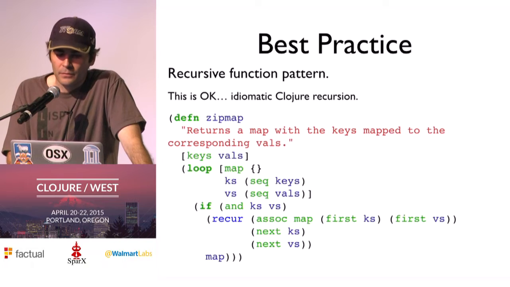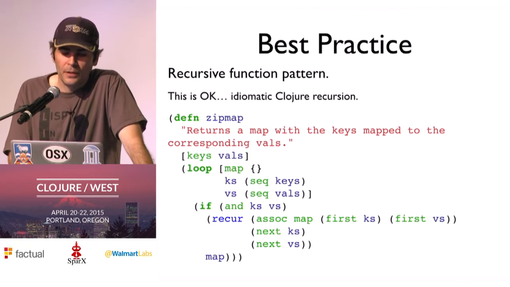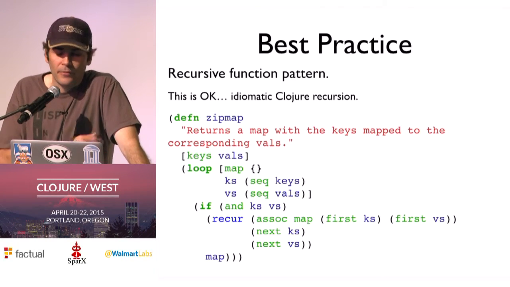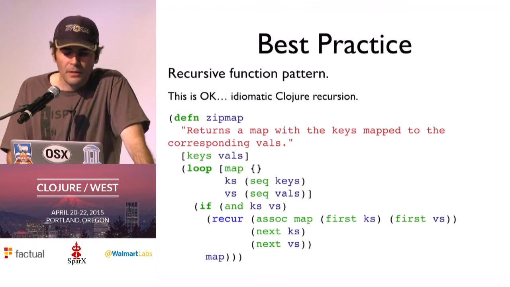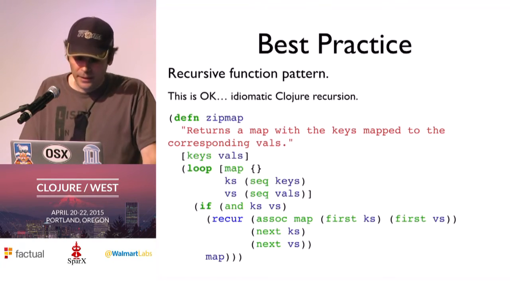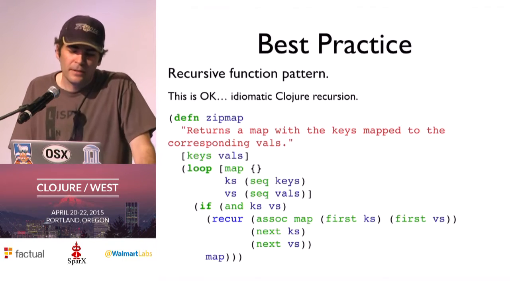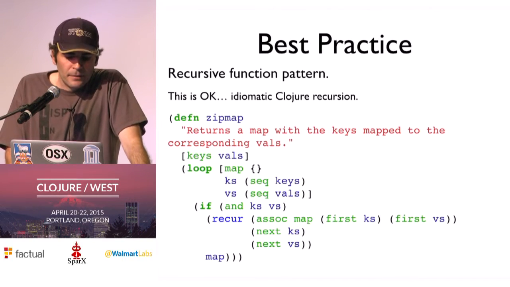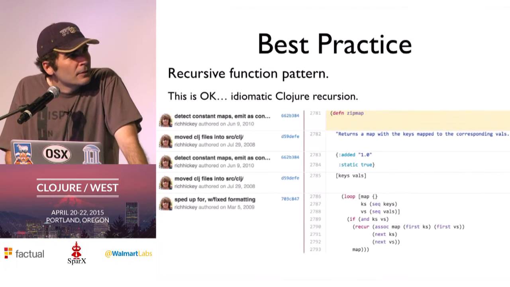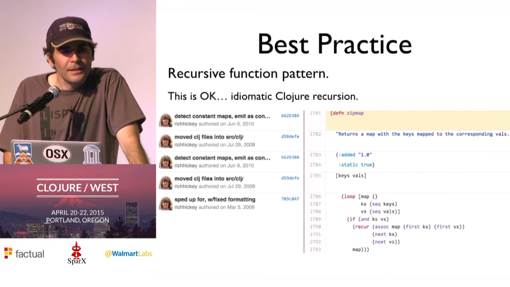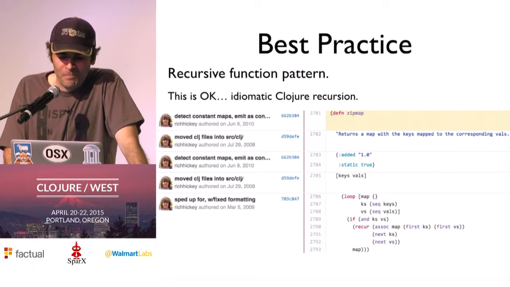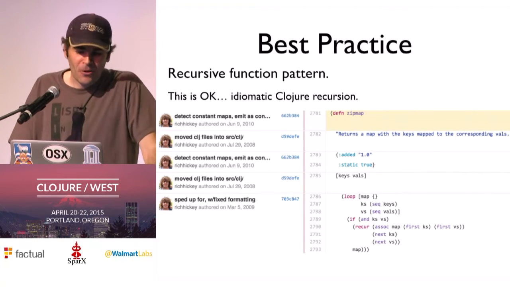And this is what typical recursion in Clojure looks like. This is the definition of zipmap straight out of the Clojure source code. And it's okay, I mean, this is idiomatic. I like it. I can read it and understand it. And it's pretty good. And if we look at who wrote it, the guy's not a complete bozo. He knows what he's doing, right? I'm not going to say anything wrong with this code.